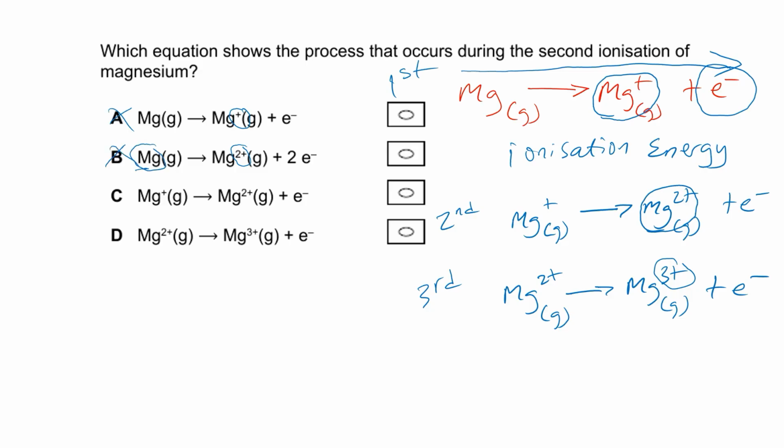All right. Now let's look at option D. Option D says magnesium 3 plus. 3 plus shows that it's a third ionization equation. Now option C has +2 on the right side and +1 on the left side, and check, they are both in gaseous state, right? So this is our correct answer. That is for the second ionization equation.